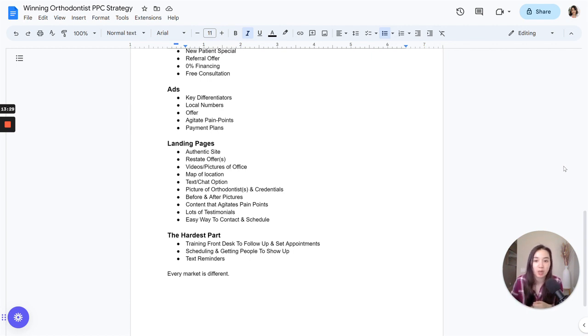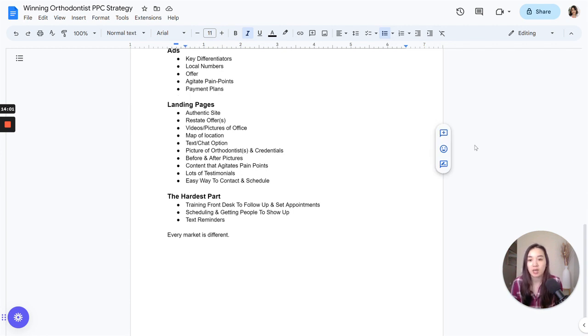And then I talked about a picture of you, the orthodontist, or if you have other orthodontists at your practice, put them there as well, because a lot of people are going to want to do research to see your background, your credentials. That's going to be important. Very important, before and after pictures. We want to see lots of before and after pictures to see the work that you do. And then content that agitates pain points, lots of testimonials, and then just an easy way to contact and schedule. Don't make it too difficult. That's just the number one key when it comes to landing pages and converting people.